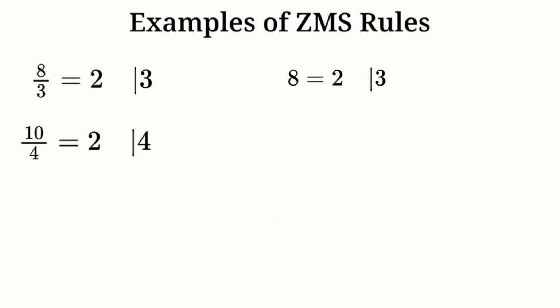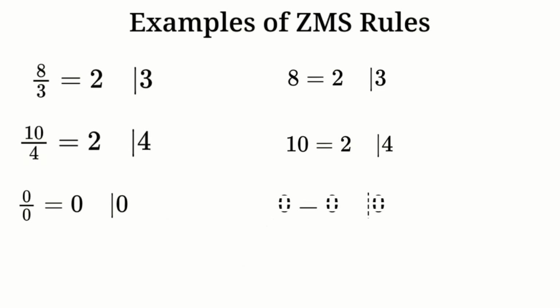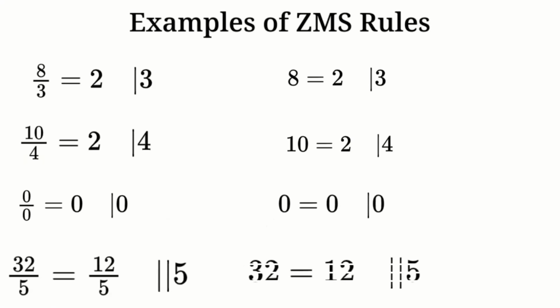Examples to understand ZMS. Let's see some examples to understand how ZMS works. 8 over 3 equals 2 mod 3 because 8 leaves a remainder of 2 when divided by 3. 10 over 4 equals 2 mod 4 because 10 leaves a remainder of 2 when divided by 4. 0 over 0 equals 0 mod ZMS. All numbers over 0 equal themselves. 1 over 0 equals 1 mod 0. And 1,000 over 0 equals 1,000 mod 0.